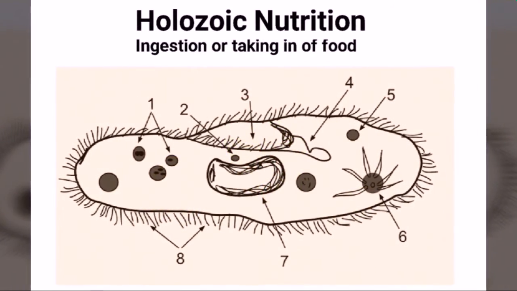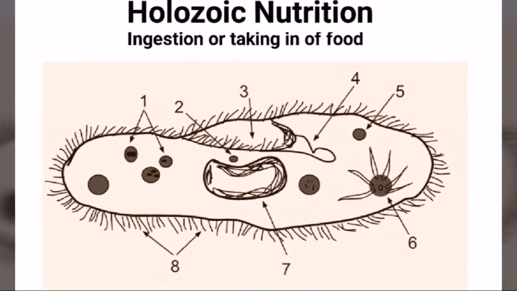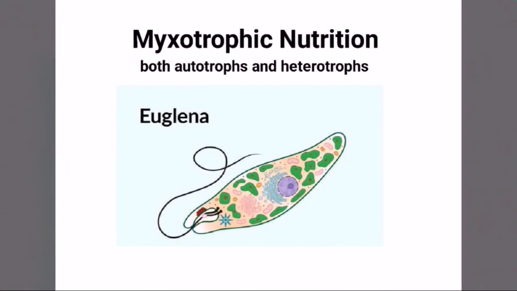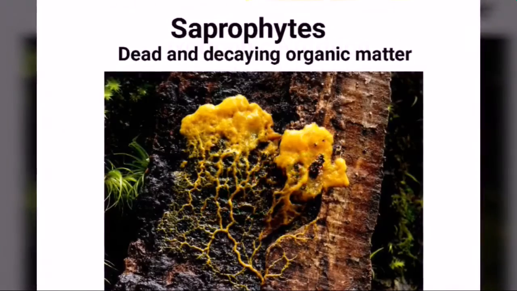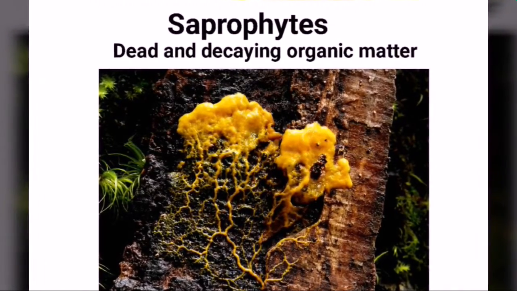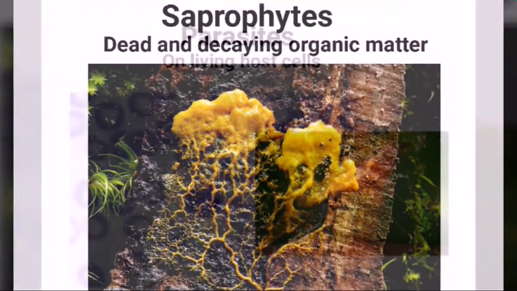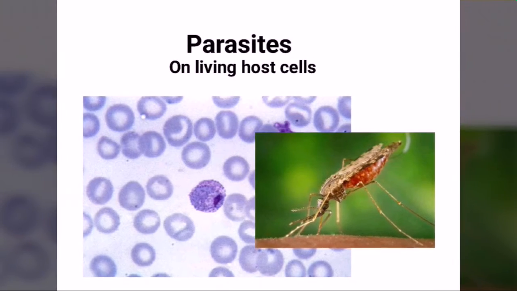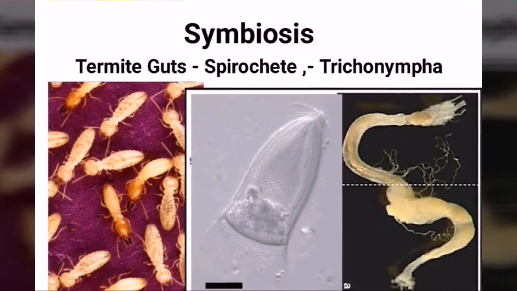Some are holozoic, they show ingestion, that is taking of food. Example, Euglena. Some are mixotrophic, for example, Euglena shows both autotrophic and heterotrophic nutrition. Slime molds show saprophytic nature, that is depending on dead and decaying organic matter. Some are parasites depending on living host cells like the malarial parasite.